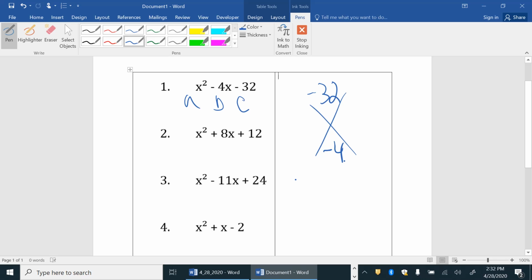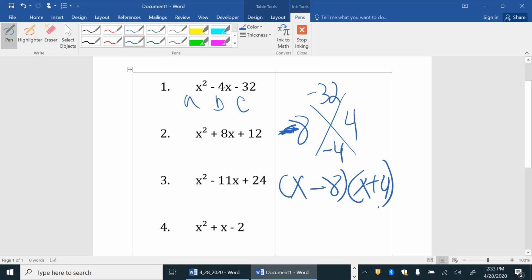What factors of negative 32 add up to negative 4? Well, I know that 8 times 4 is 32, and in order for it to be a negative 32, one has to be negative. So I'm going to make this negative because I know a negative times positive is negative, and negative 8 plus 4 is negative 4. And then all I'm going to do for my final answer is I'm going to take these and write x minus 8, x plus 4, and I'm done. That's my answer.